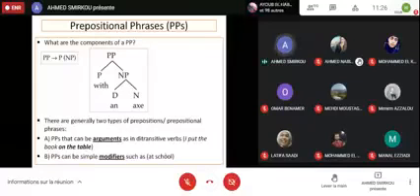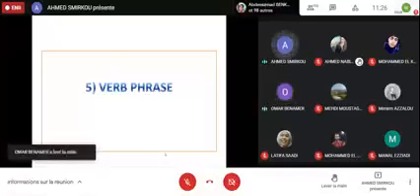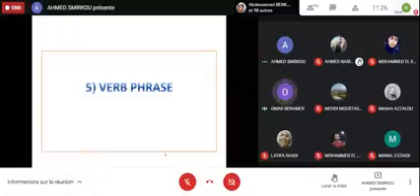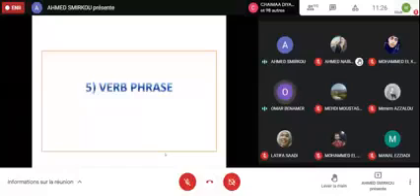And finally, the verb phrase. Can anyone give an example of a verb phrase? You studied the verb phrases in semester 3. Can anyone give us an example of a verb phrase? Yes, Omar? Sir, my mother has cooked food. So what is the verb phrase? Has cooked. Has is the helping verb or auxiliary verb. Cooked is the main verb.